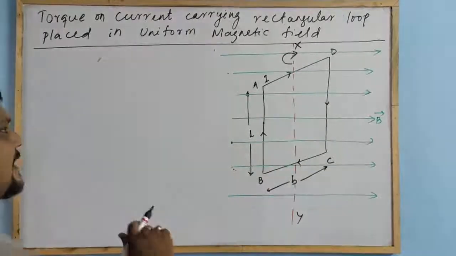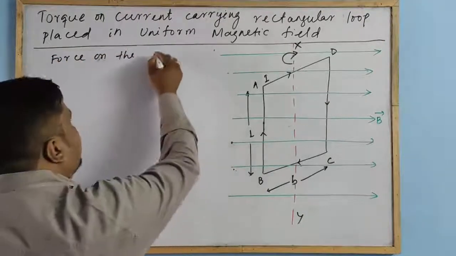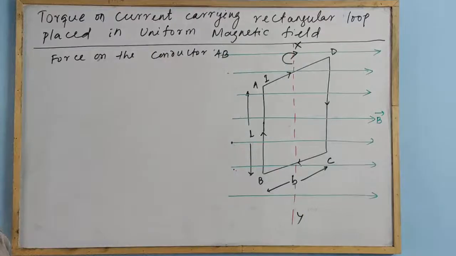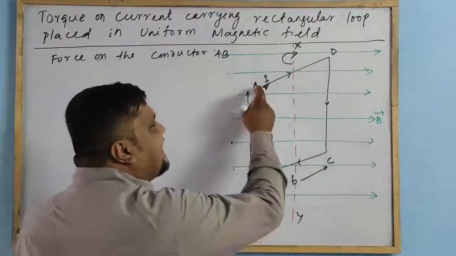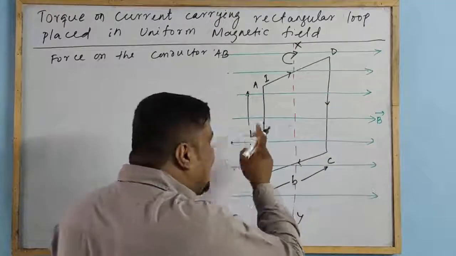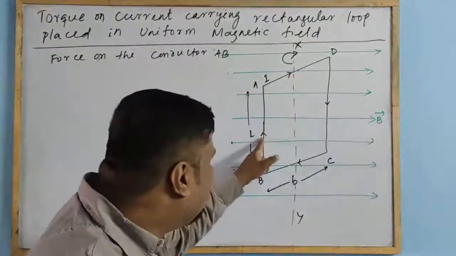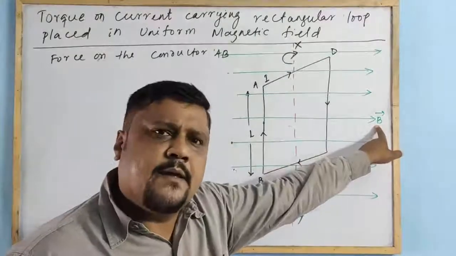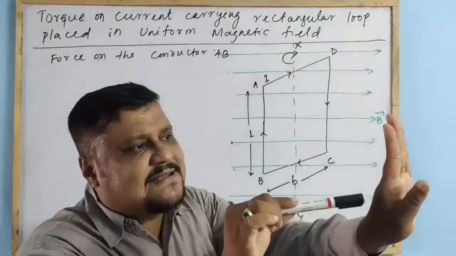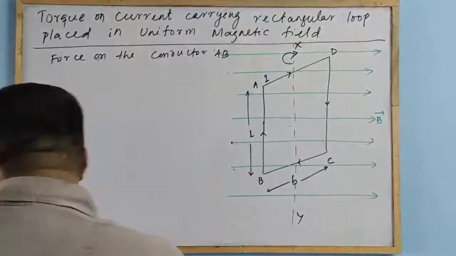Now I will do one by one. Force on the conductor AB. It is a current carrying conductor placed in a magnetic field, and let this conductor make an angle theta with the magnetic field B, because the normal makes an angle theta when the loop rotates. That we have taken. Clear?